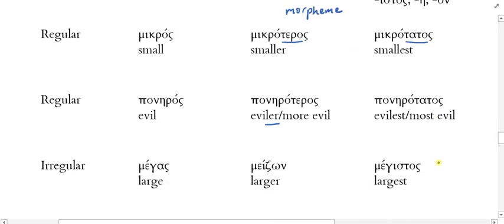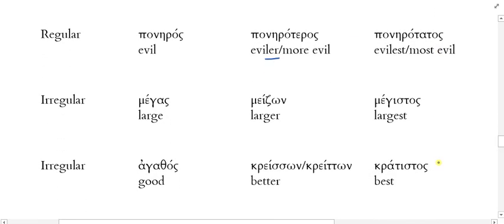Now, these next two are irregular forms, and this is the one that Mounce gives you in this chapter, but I wanted to give you the regular forms as well as the irregular one here, and then one more that you'll run into in the Greek New Testament, and there's other irregular forms. You'll meet them as you go. Here's the adjective megas. This is the masculine form, by the way. Megas is large.